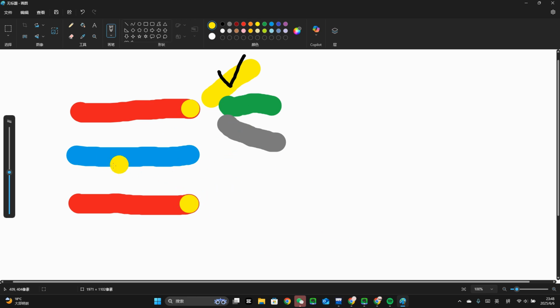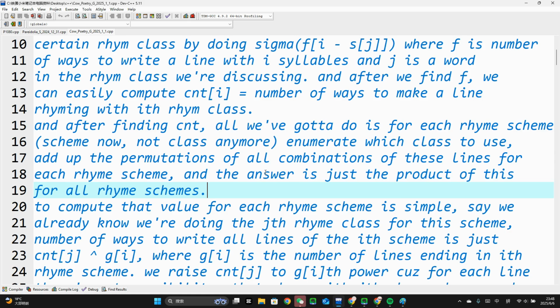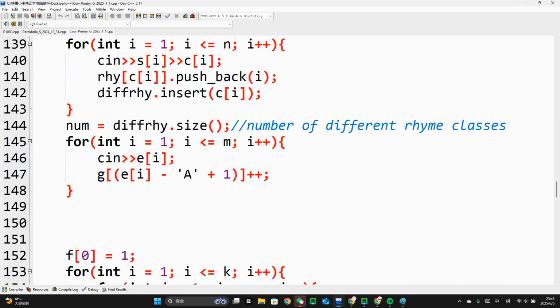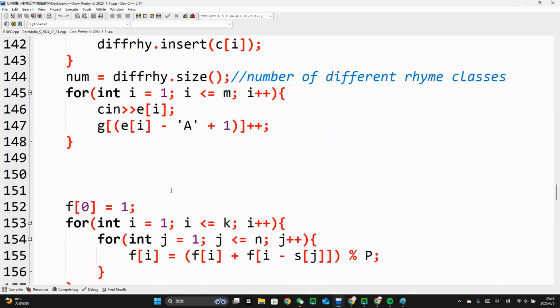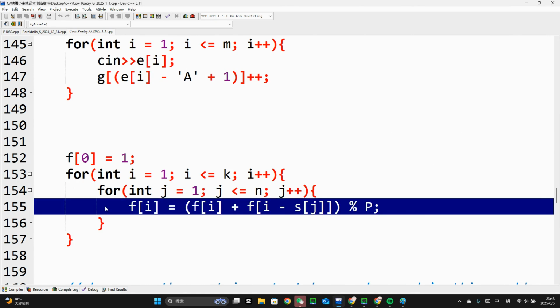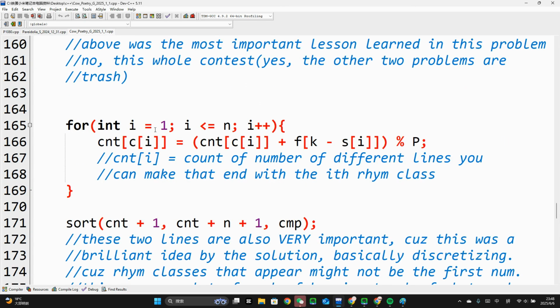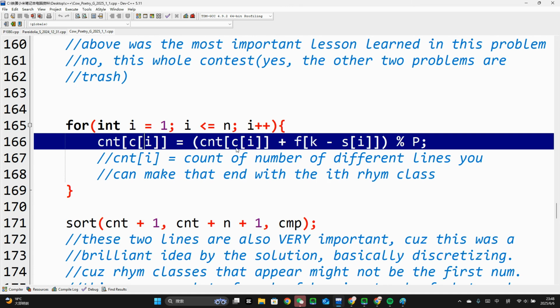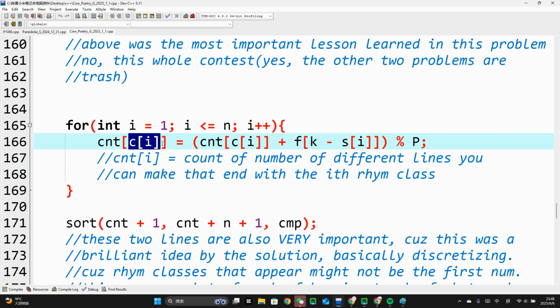And same thing for blue, and if we have other new rhyme classes. So then here's my code. First of all, we've pre-processed fi, which is just the number of ways to write a line with i syllables. And with fi, we can easily find CNTi, which is the number of ways to write a line that ends with the cith rhyme class. And it's straightforward, just like this.